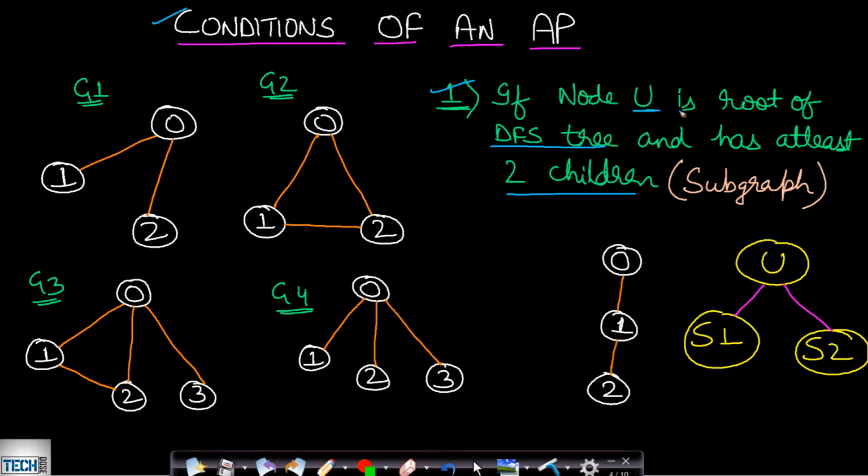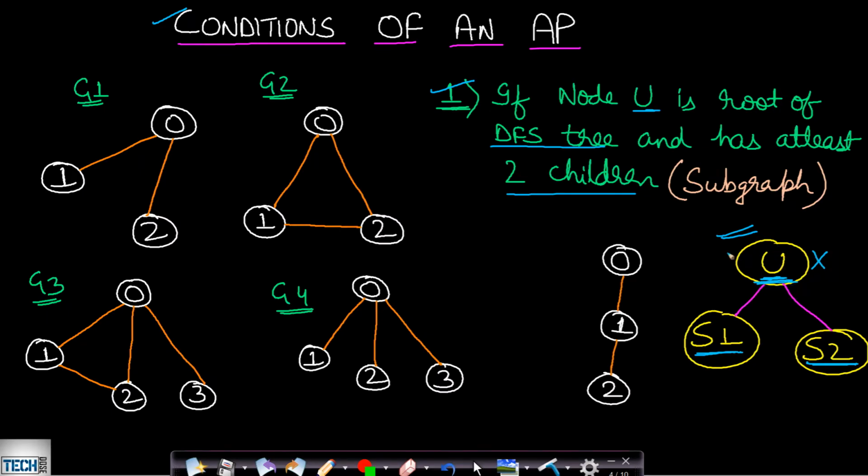And how is that possible? Let us look at this example. In this case, u is the root node, and it has two subgraphs, subgraph 1 and subgraph 2. Now since it has at least two subgraphs and u is the root, if you remove this u, then you can see that this s1 and s2 will no more be connected together, and so you will obviously have an articulation point at u. So this is case 1.